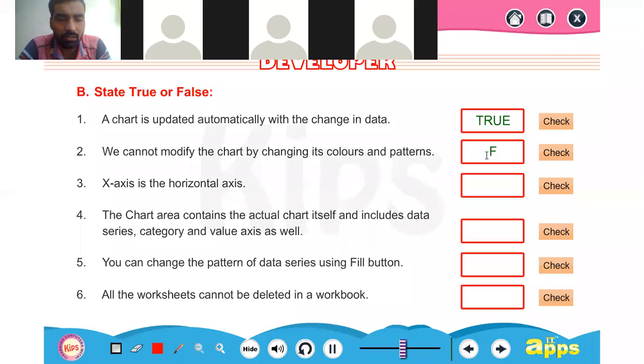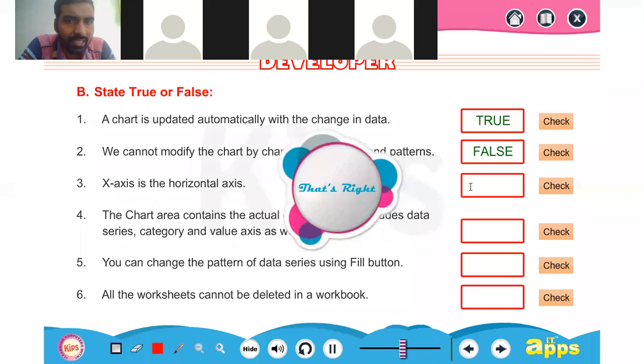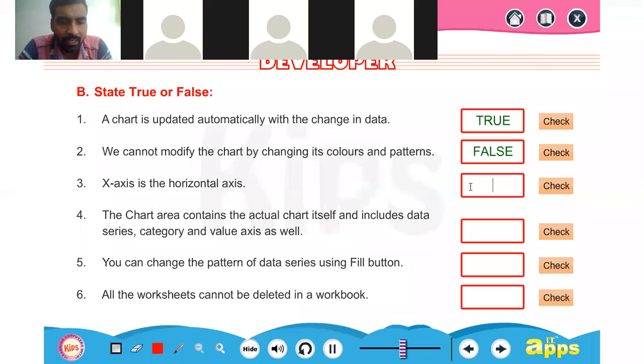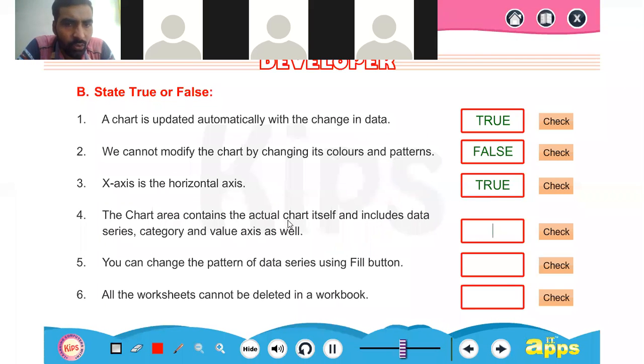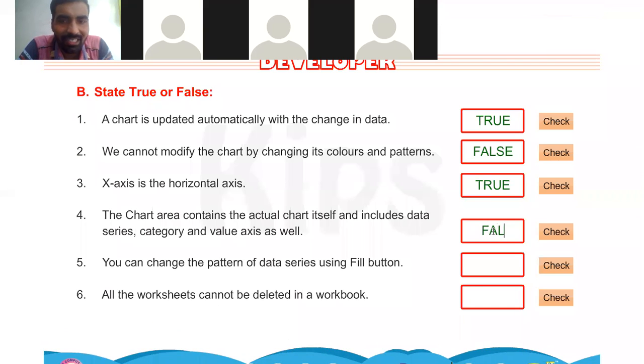Next, we cannot modify the chart by changing its colors and patterns. It is false. X-axis is the horizontal axis. It is true. Next, the chart area contains the actual chart itself and includes data series, category, and value axis as well. It is false.